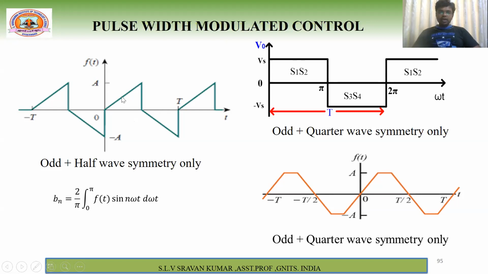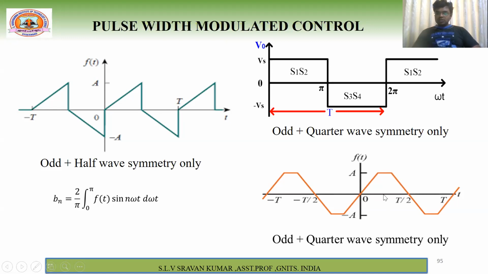Right. So here f of phi is minus of f of phi plus pi. Okay, so that's why it is odd plus half wave symmetry. But here 90 minus theta is equal to 90 plus theta. That's why it is quarter wave.